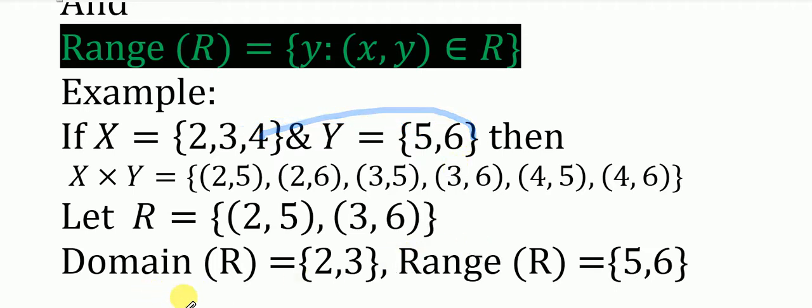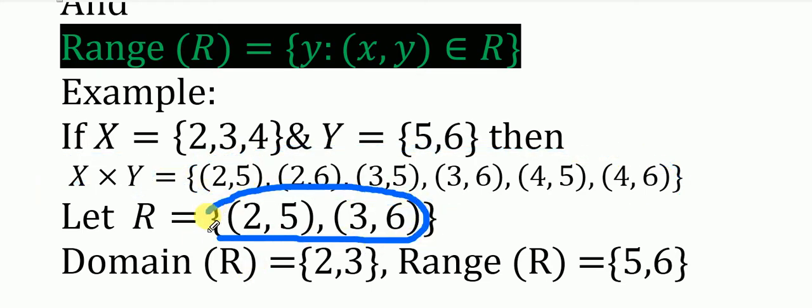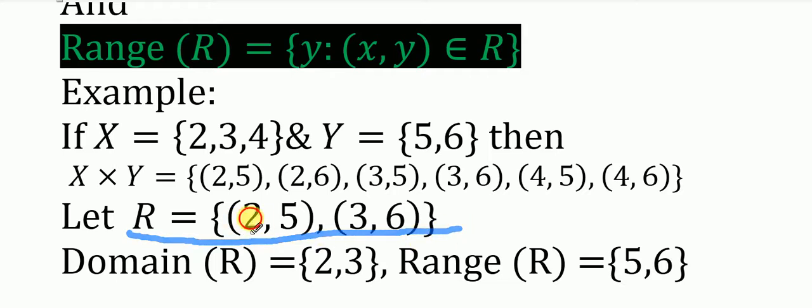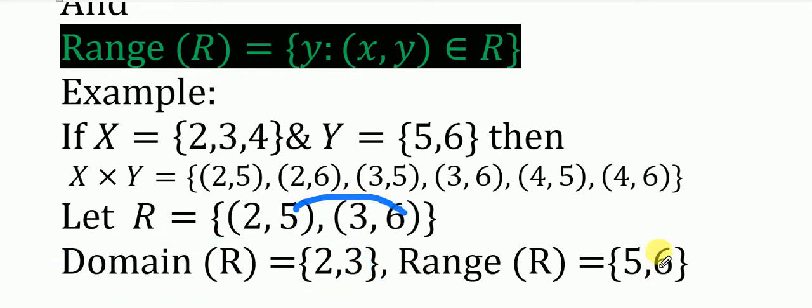I am taking a subset of X cross Y, which is a relation. So R is equal to {(2, 5), (3, 6)}. This is clearly a subset of X cross Y, so I am considering this as relation R. Here the first elements are 2 and 3, so the domain of R is {2, 3} and the range is nothing but the set {5, 6}.